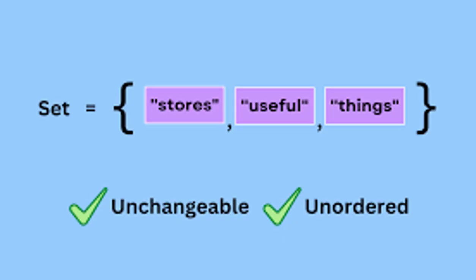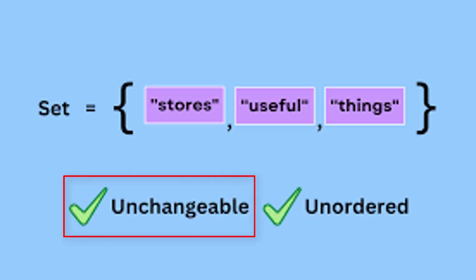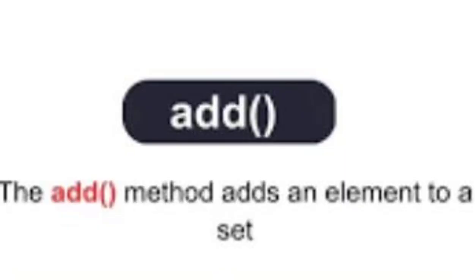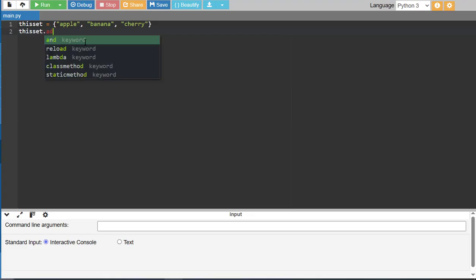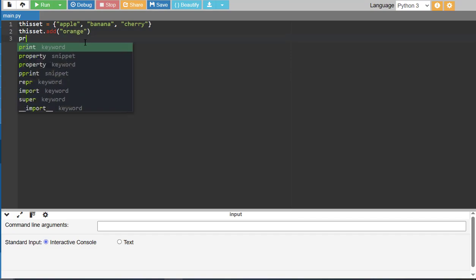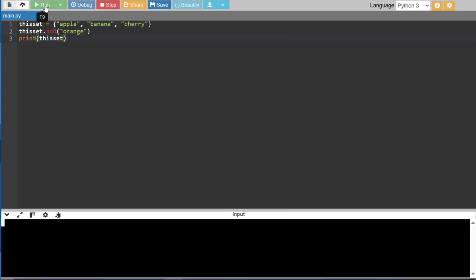Another limitation is that once a set is created, we cannot change its items, but we can actually add new items. To do so, we can use the add method. So I can say this set.add, and we can add, say, orange, and then print set, run the program, and now we get cherry, orange, banana, and apple.